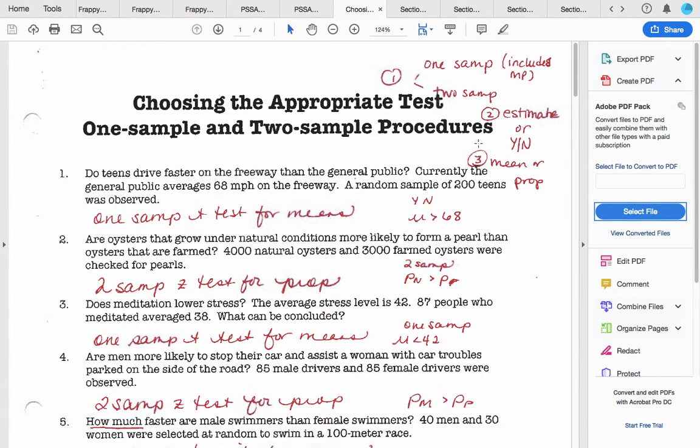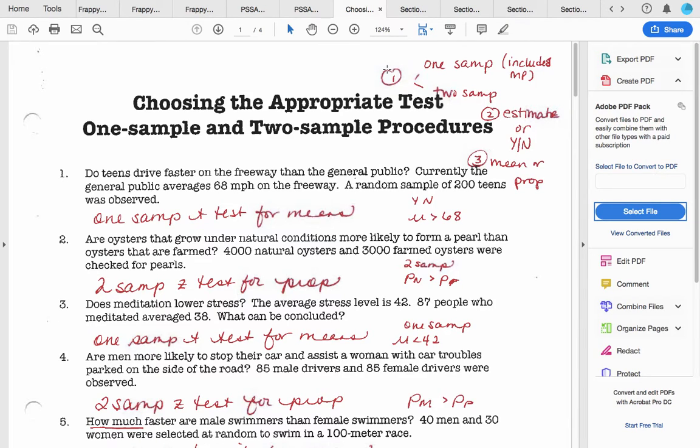Okay, so choosing the appropriate test: one sample and two sample procedures. Right now, you only know one sample procedures for means, two sample procedures for means, one sample procedures for proportions, and two sample procedures for proportions. There's still the chi-square test, inference for regression, and ANOVA. There are a couple other things you need to know, but at this point, we're only going to work with what you know.